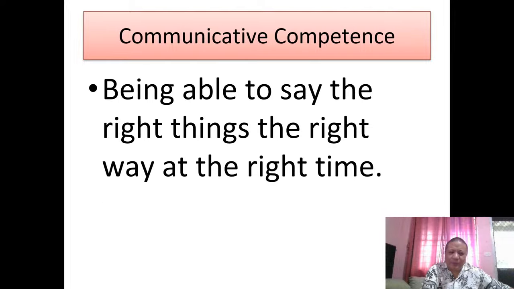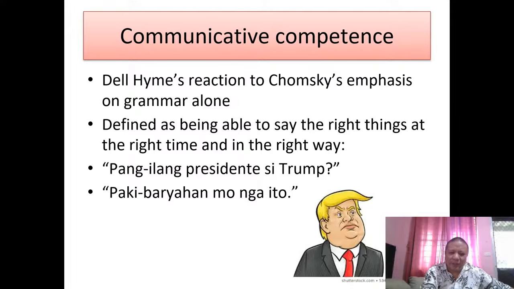Well, communicative competence, simply put, is being able to say the right things the right way at the right time. Saying the right things the right way at the right time. That's communicative competence. Communicative competence is Professor Hymes's reaction to Chomsky's emphasis on grammar alone.